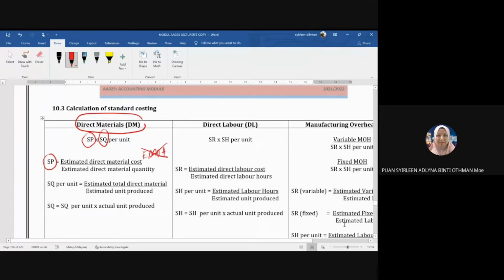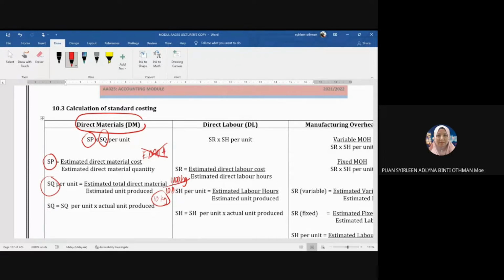Okay, kalau saya nak cari standard quantity, okay, per unit, I need to find the estimated total direct material, okay, yang digunakan. Saya akan bahagikan dengan estimated unit produce. Okay, contoh dekat sini, let's say the estimated total direct material is 1000 kg. Okay, so let's say the total direct material use is 1000 kg, and the projected ataupun estimated unit yang kita nak keluarkan ialah 100 unit. So maknanya standard quantity untuk satu barang ialah 1000 kg bahagi 100. Okay, so 1000 kg bahagi 100, that means untuk satu unit barang is 10 kg.